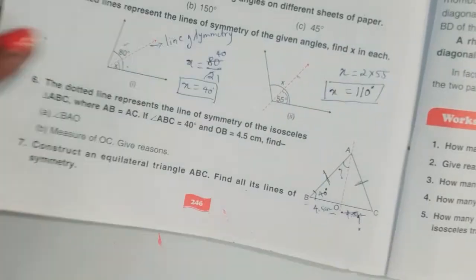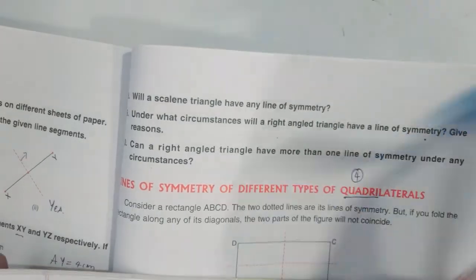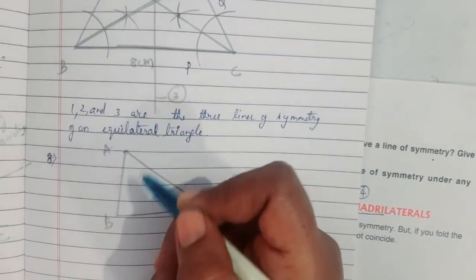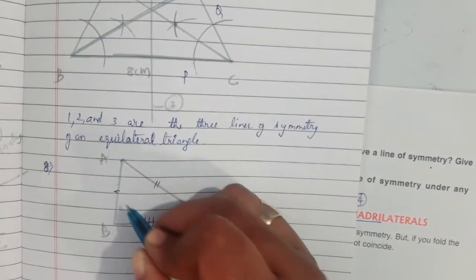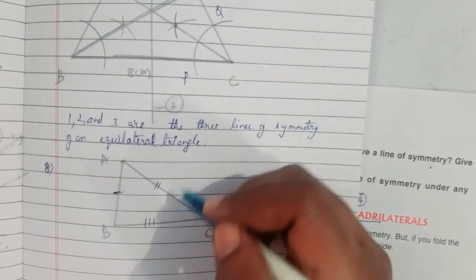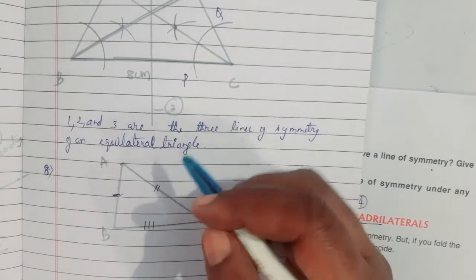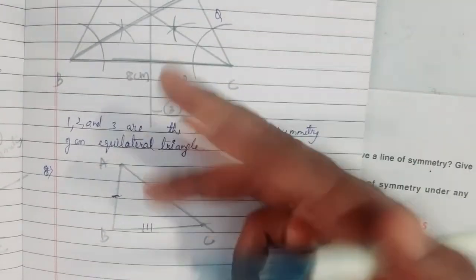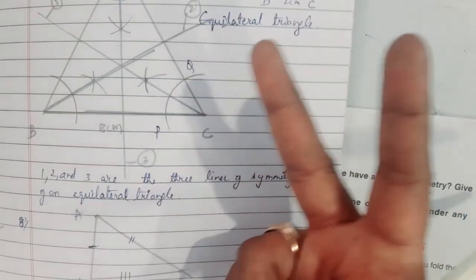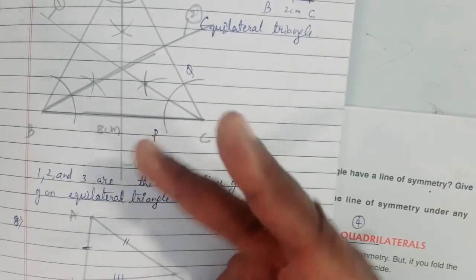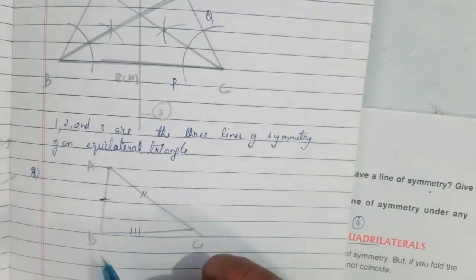Next is question number 8, children. Question number 8 is, will a scalene triangle have any line of symmetry? So what is a scalene triangle, children? A scalene triangle is a triangle where all the 3 sides are different. This is the property of the scalene triangle. Based on the sides, triangles are divided into 3 types. Equilateral triangle, where all the sides are equal, and then we have isosceles triangle, where only 2 sides of a triangle are equal. Scalene triangle.